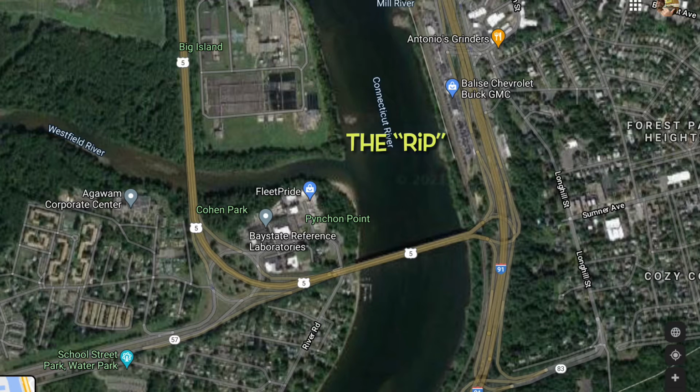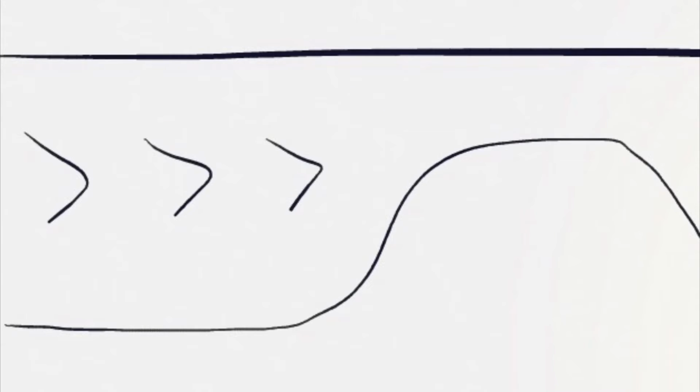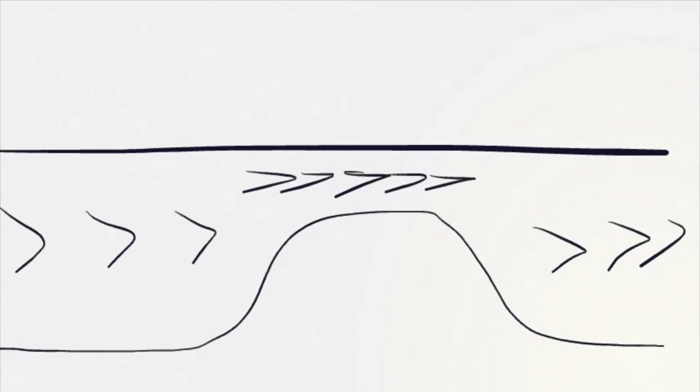When the conditions are just right, big fish know that they can hang on the downstream side of the rip and eat well. This is how it works. This is the bottom of the river with a bump. Now let's add in the water. This line indicates the surface. These three arrows indicate the water traveling from left to right. When the water gets to the bump, it squeezes and gets skinny, thus speeding up. And then when it gets over the top of the bump, it slows back down again.